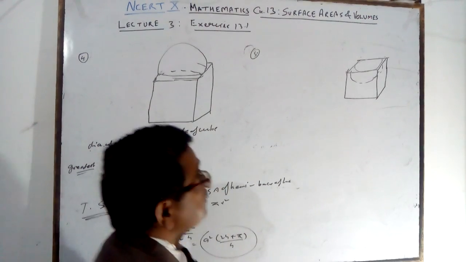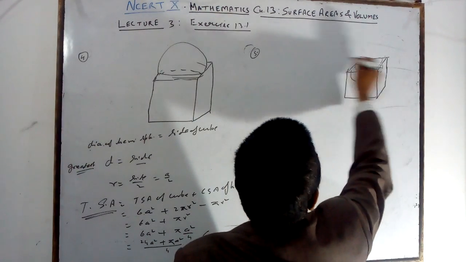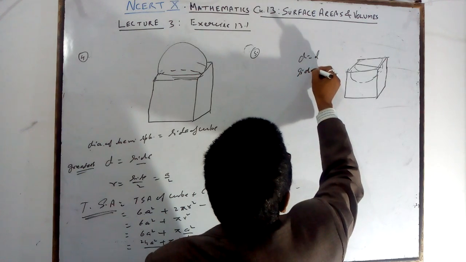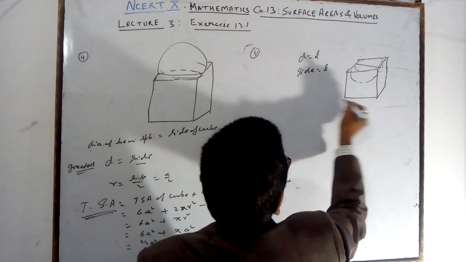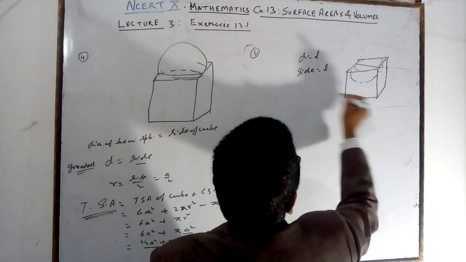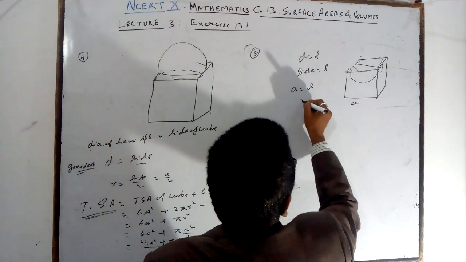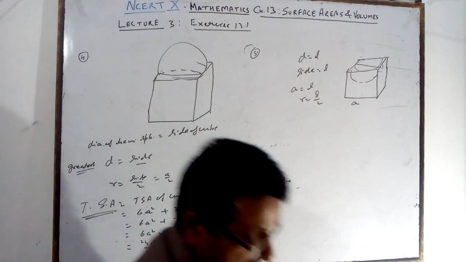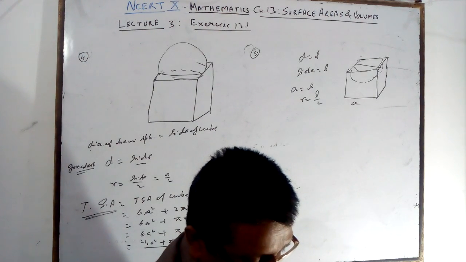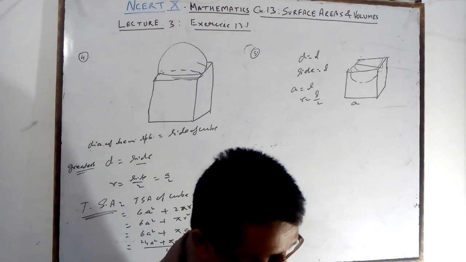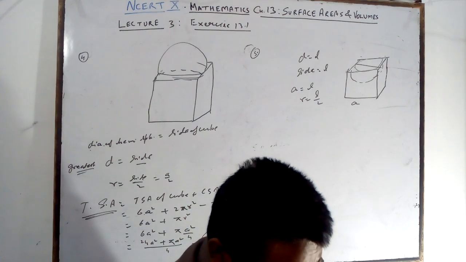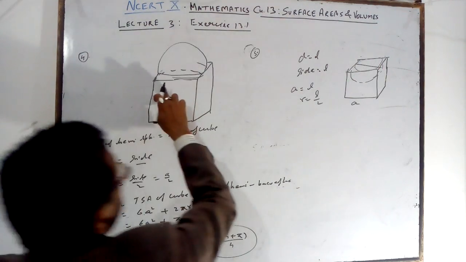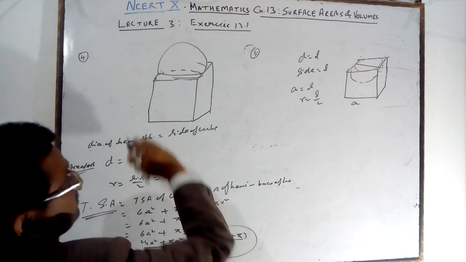Same question. What is the l? It is a diameter. Diameter is given as l and side is also given as l. So side a is equal to l, which is the diameter. So radius is l by 2. Your question is to determine the surface area of the remaining solid. Cut out means it is open, like the same question.